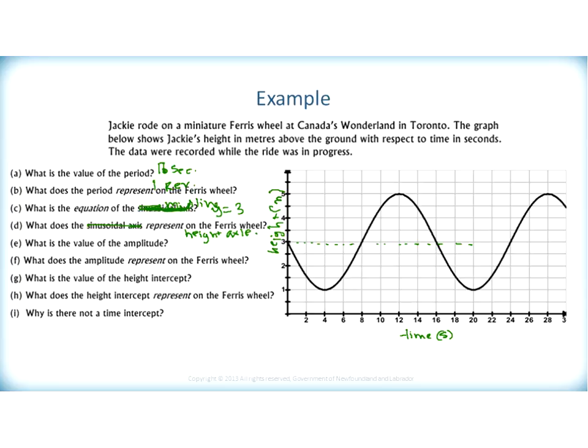What is the value of the amplitude? The amplitude goes from 3 to 5, so the value of the amplitude, see, it goes from 3 to 5, so the amplitude is 2. What does the amplitude represent? It represents the radius of the Ferris wheel.